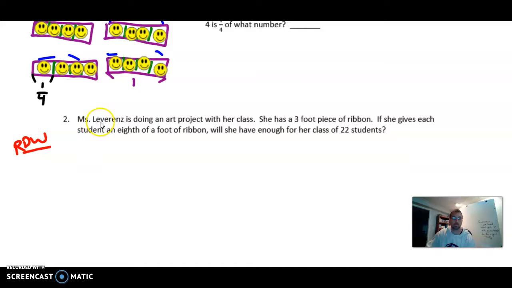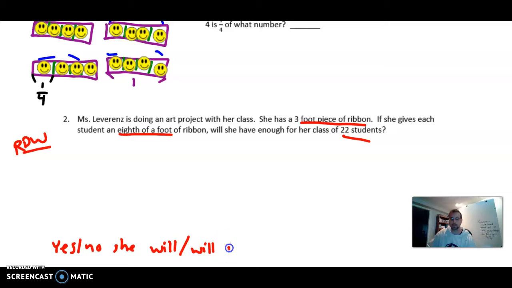So Miss Levernez is doing an art project with her class. She has a 3-foot piece of ribbon. Ooh, that's really off. Let's be a little bit neater with that. Okay, 3-foot ribbon. She gives each student an eighth of the ribbon. Will she have enough for her 22 students? So we can even say yes or no. She will or will not have enough.